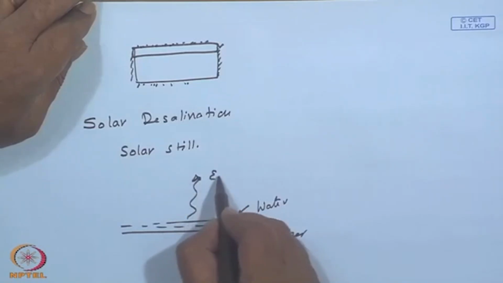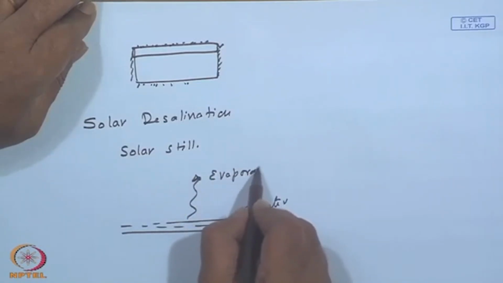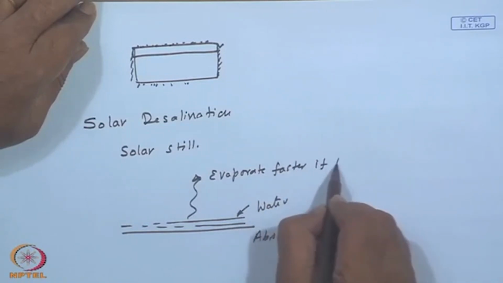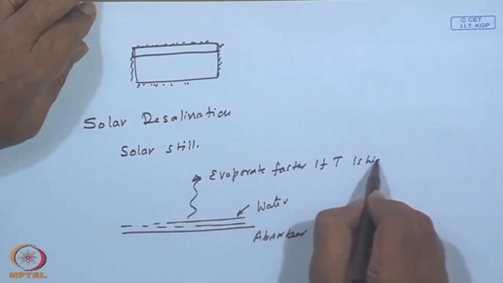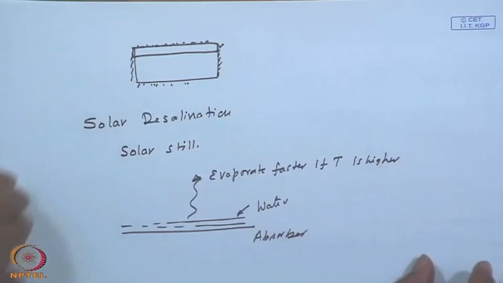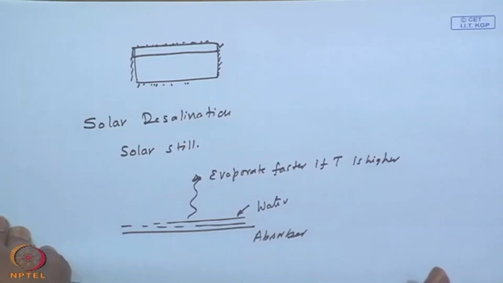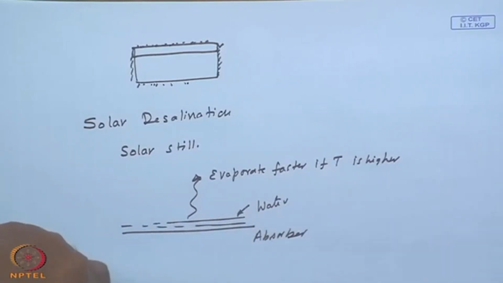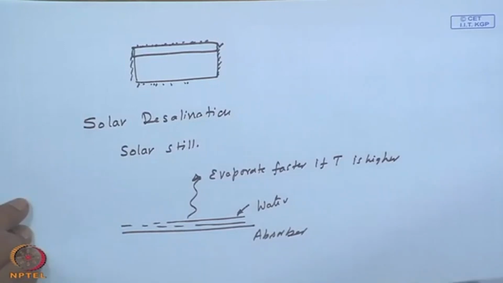this will evaporate faster if T is higher. There is a difference between boiling and evaporation. Evaporation is a continuous phenomenon. It can take place at any temperature, mass transfer controlled. So, you have an absorber and a water layer heated to 45 degrees, 50 degrees C, it will evaporate much more than what it would had it been at 30 or 20 C.